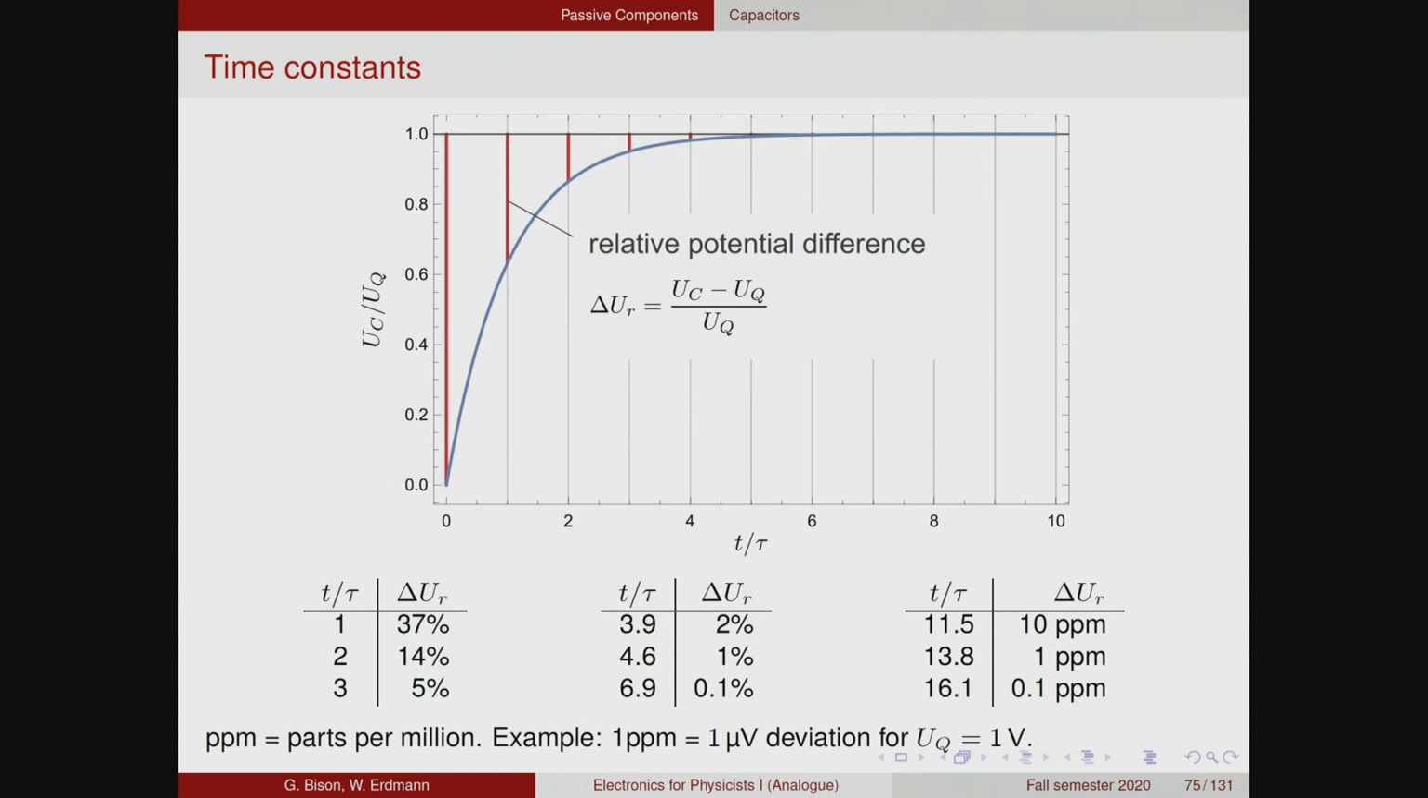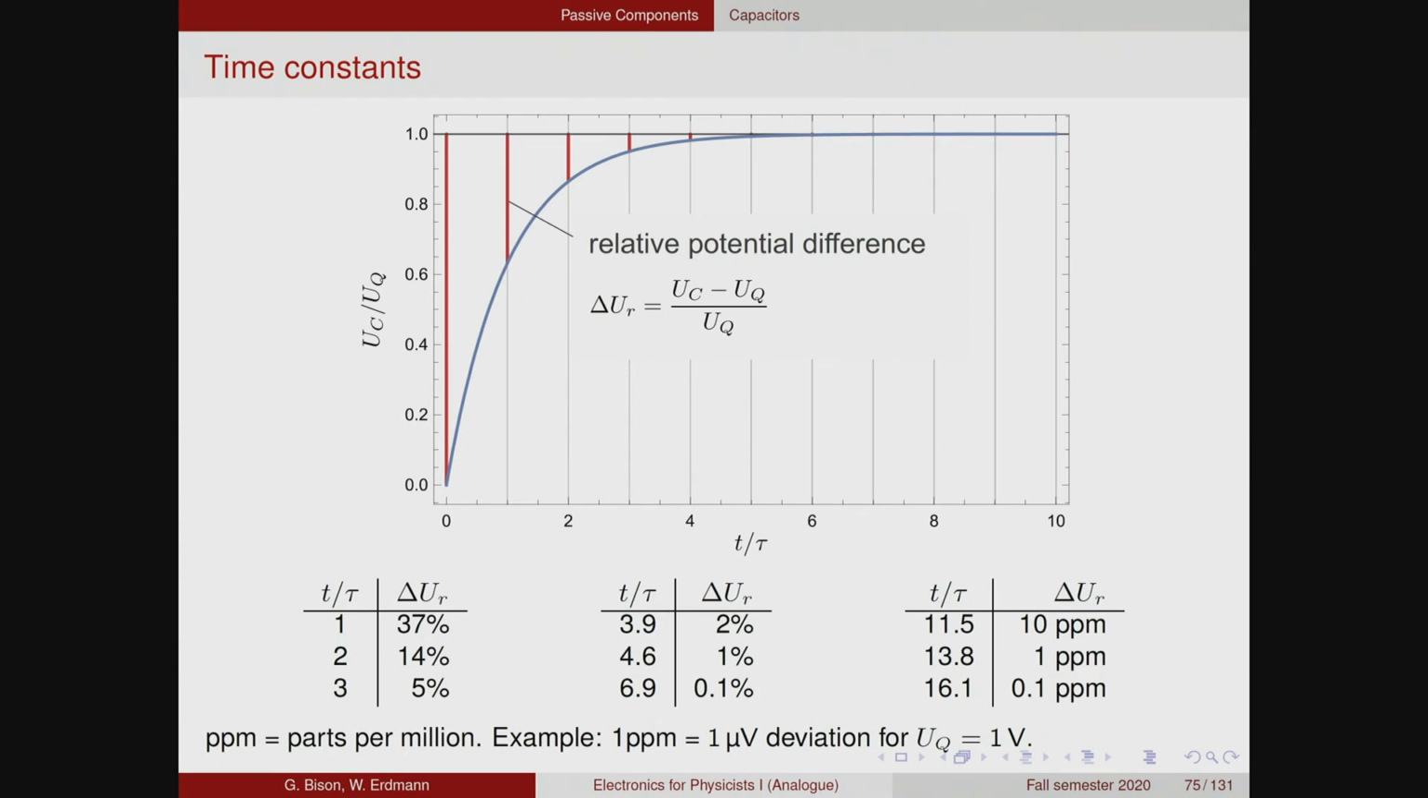Now you can ask, okay, 5% is not terribly correct. So if I want 1%, you have to wait 4.6 time constants. If you want a per mil, so a 1 to 1,000 error, you need already to wait 7 time constants. And it continues that way. If you want to do 1,000 times better than a per mil, so an error of 1 part per million, it's twice that time, so almost 14 time constants.